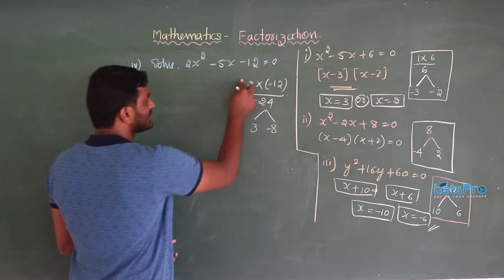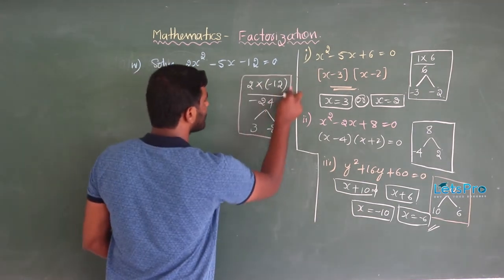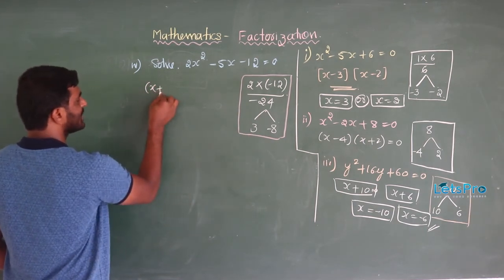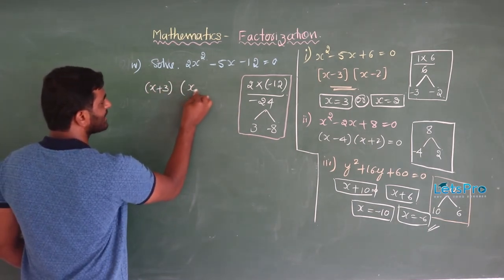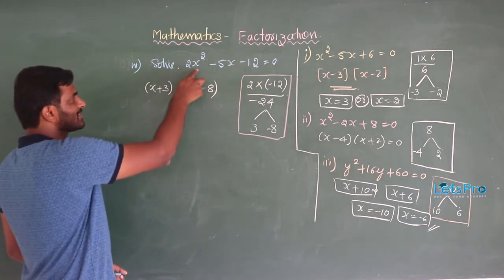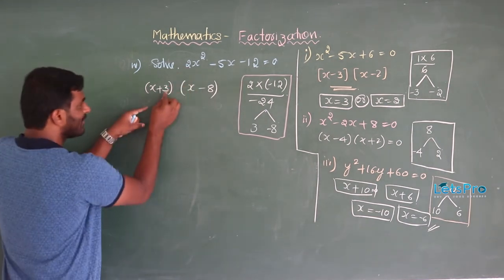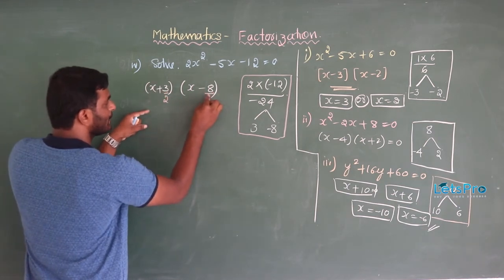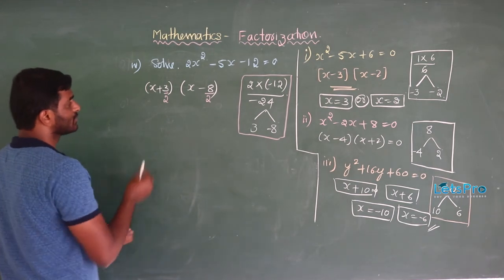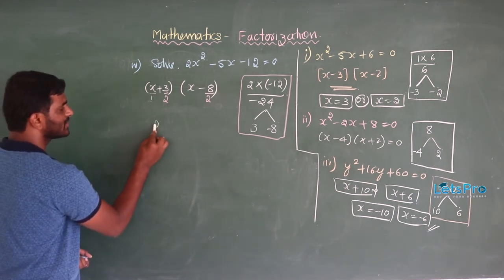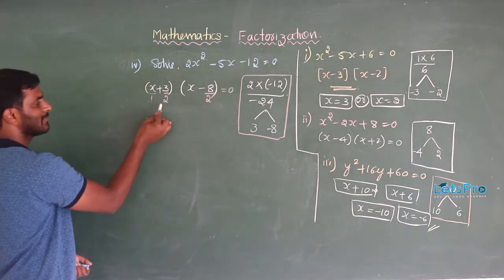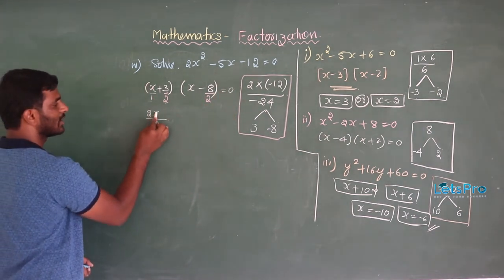Hence, which are the two factors? Same thing: x plus 3 and x minus 8. Is that correct? No, because the coefficient of x square is 2. Hence, we need to divide 3 by 2 and 8 by 2. Take the LCM, as you know. So here x plus 3 by 2, and cross multiplication gives 2x plus 3.